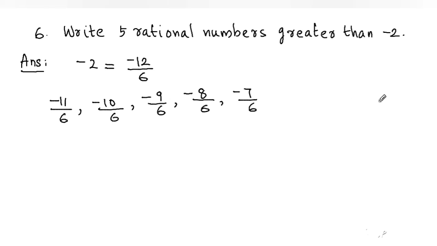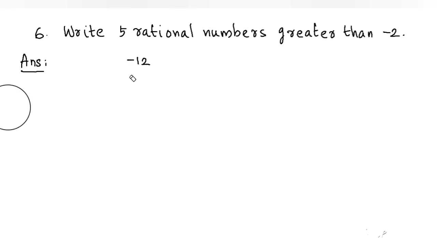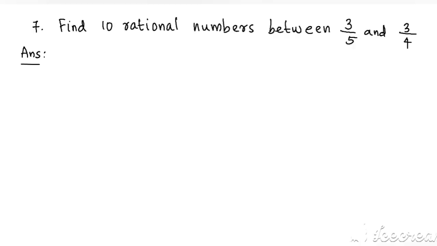Actually, you can write -2 as -12 by 6, -14 by 7, -10 by 5. You can write it in any other way. There are infinitely many rational numbers, so you will obtain that. Then we can move on to the last problem: find 10 rational numbers between 3 by 5 and 3 by 4.